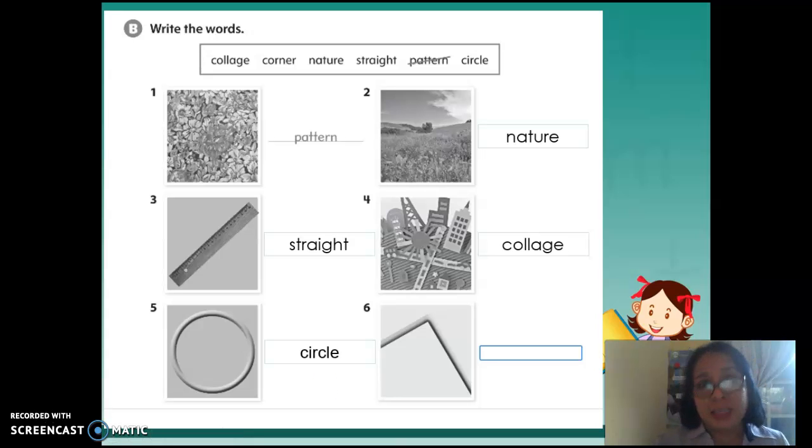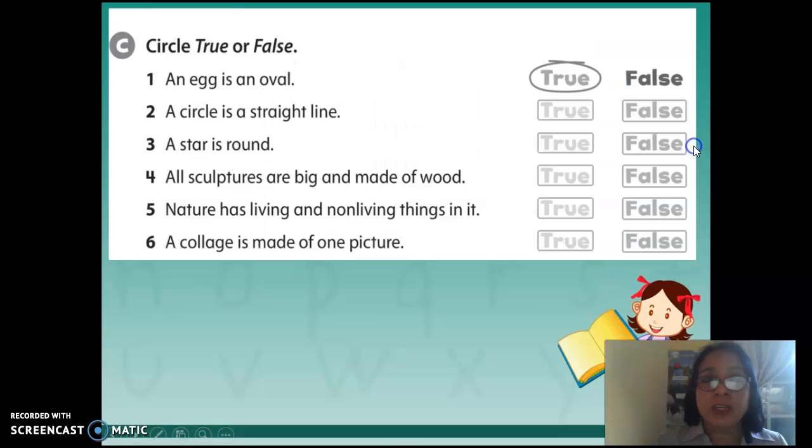So we have the last one. The last one is referring to this area, this part, the pointy part of a square, and this one is called corner. So we will write down corner on number 6. Let's check if you have the correct answers. Number 1, pattern. Number 2, nature. Number 3, straight. Number 4, collage. Number 5, circle. And number 6, corner. Very good. Continue with exercise C.